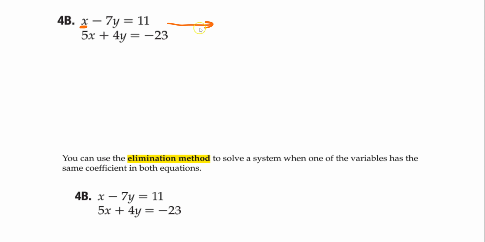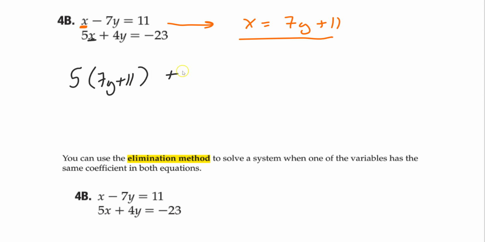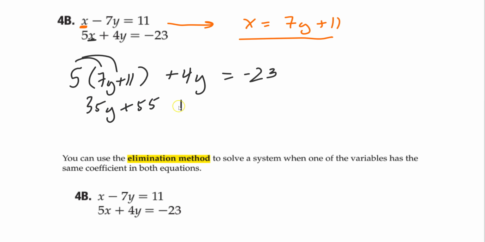So when we write this, we're going to add the 7y to both sides. X equals 7y plus 11. So we have that equation. Now what we want to do is plug that equation in for the x in this equation. So we're going to have 5 times, instead of x, we're going to have 7y plus 11 plus 4y equals negative 23. Right, we're plugging this in for the x right there. And again, after you do that, it's solving. Distribute: 35y plus 55 plus 4y equals negative 23.